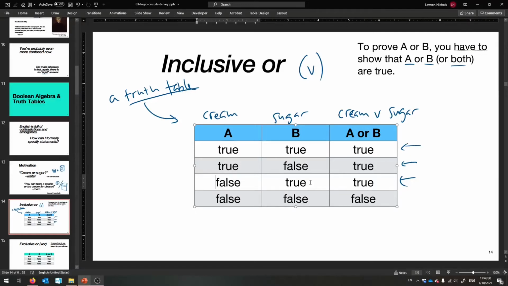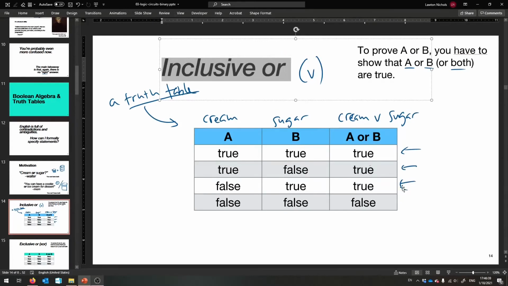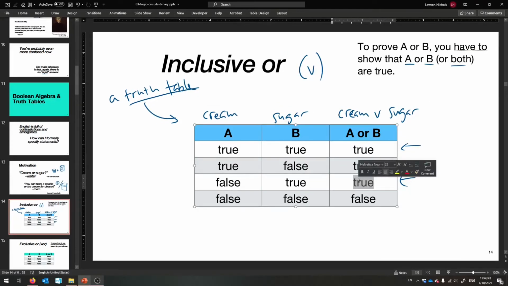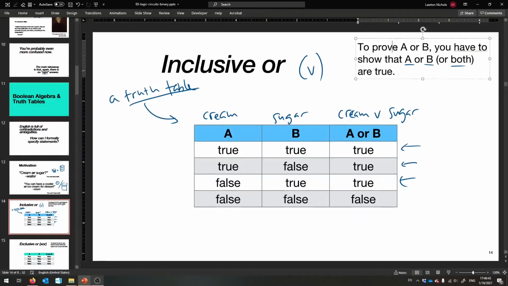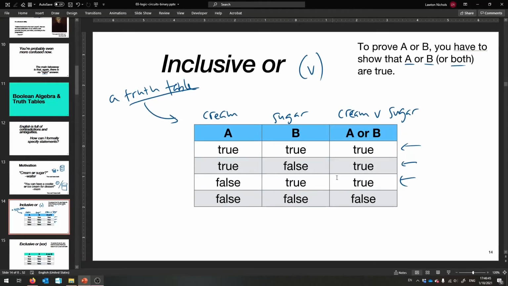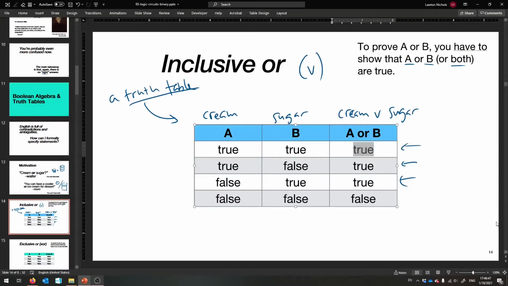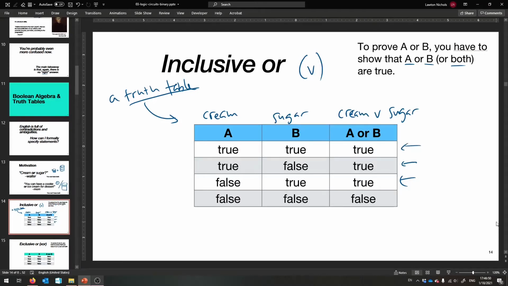Finally, the other way for this to be true: the waiter's still telling you, okay, you can have cream or sugar. Maybe they're out of cream and they only have sugar. So we say under the inclusive OR that is still a true statement because you can still have one of them. So in order to prove A or B with inclusive OR, you just have to show one or the other. It's okay for them to have both, though. Usually we interpret them to have both.